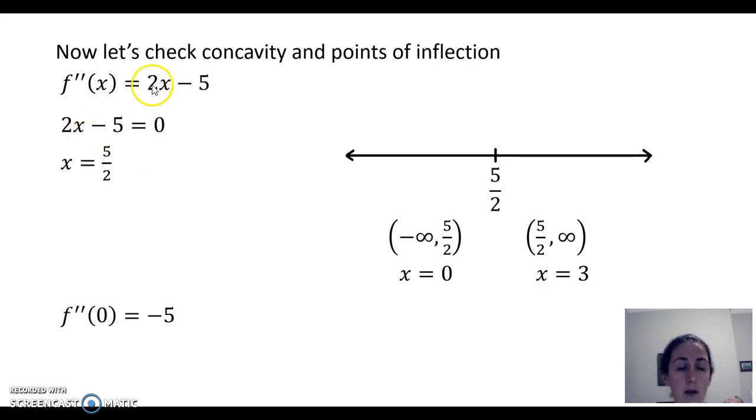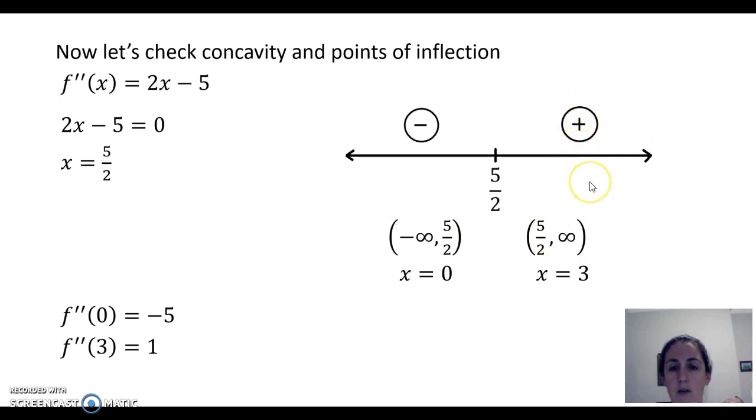When I plug in 0, 2 times 0 minus 5 gives me -5. When I plug in 3, 2 times 3 is 6, minus 5 is 1. So when I plugged in the test value on this interval, I got a negative. That means that the entire second derivative is negative on that whole interval. Here I got a positive, so the second derivative is positive on this entire interval.